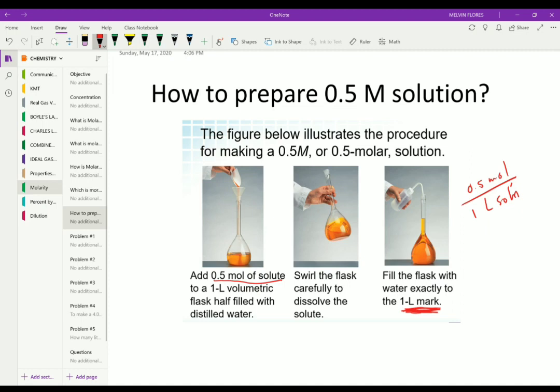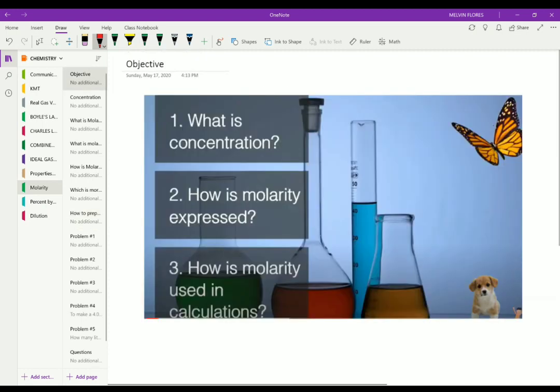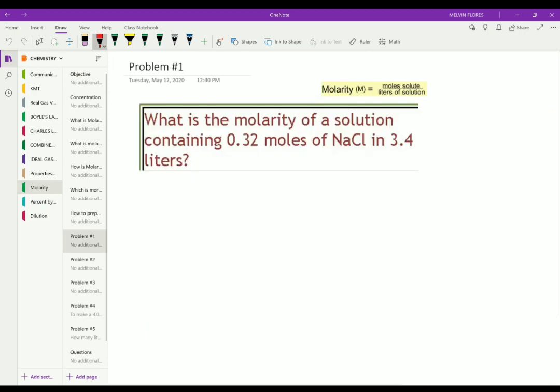Okay, so our third objective, so we have answered what is concentration, how is molarity expressed, and then we're going to answer the question how is molarity used in calculation. Okay, let's have this first problem right here. What is the molarity of a solution containing 0.32 moles of NaCl in 3.4 liters?